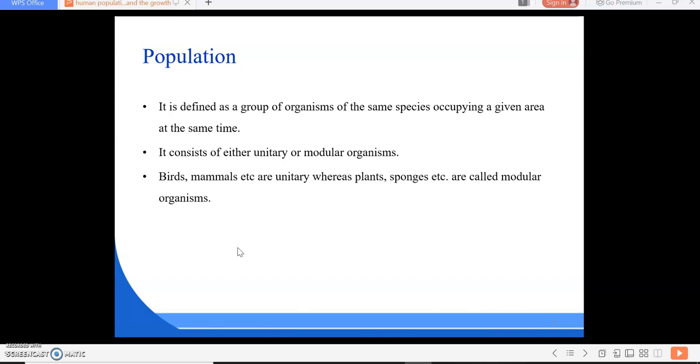A population may consist of either unitary or modular organisms. Insects, fish, birds, mammals are examples of unitary organisms, where each individual is produced from a zygote and the form and development of individuals is highly predictable. But in modular organisms, the zygote develops into a unit of construction or module, which produces further modules to form a branching structure. Therefore, form and development of individuals are unpredictable. Sponges, coral, and plants are examples of modular organisms.